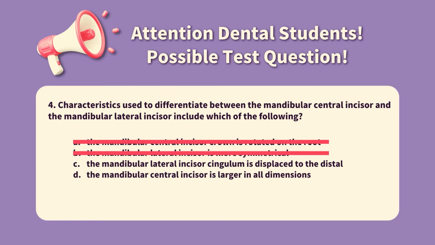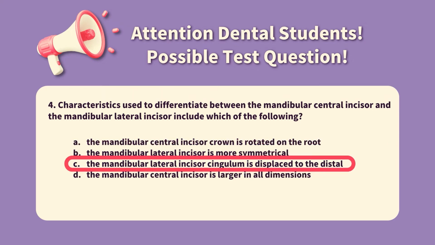If you hold the tooth, looking at it from the incisal, so that the incisal ridge is horizontal to your eye line, you can see that the cingulum is displaced to the distal. Let's look at D anyways. The mandibular central incisor is larger in all dimensions. Nope, that's not correct. The mandibular lateral incisor is larger than the mandibular central incisor. In fact, the mandibular central incisor is the smallest tooth in the mouth. So D is not correct. The correct answer is C. The mandibular lateral incisor cingulum is displaced to the distal.